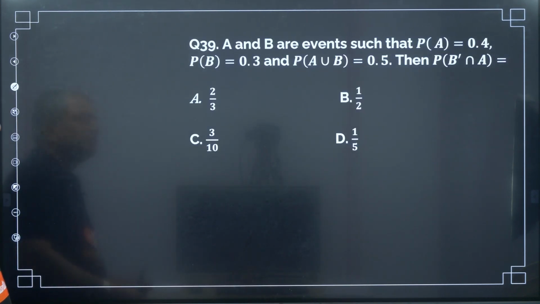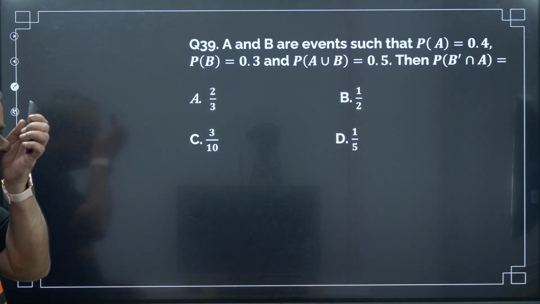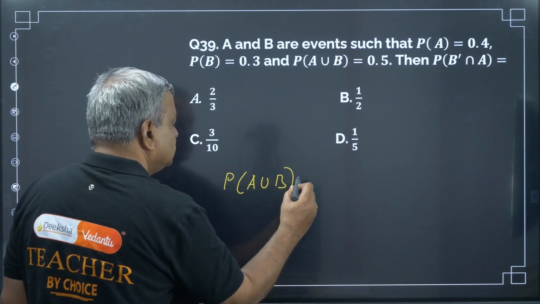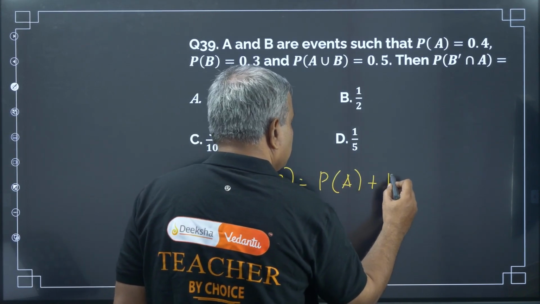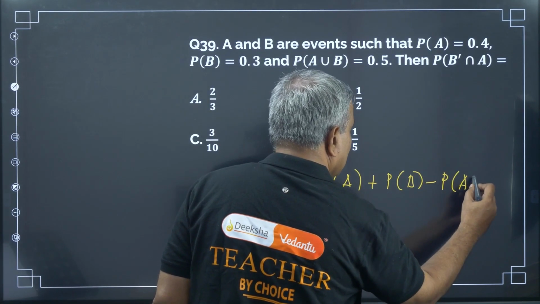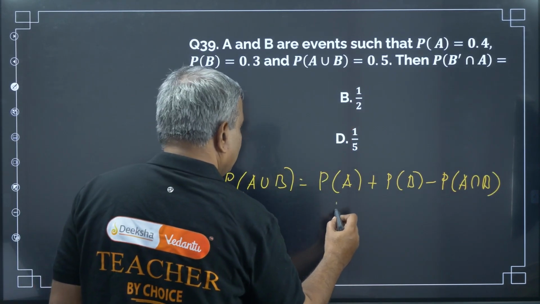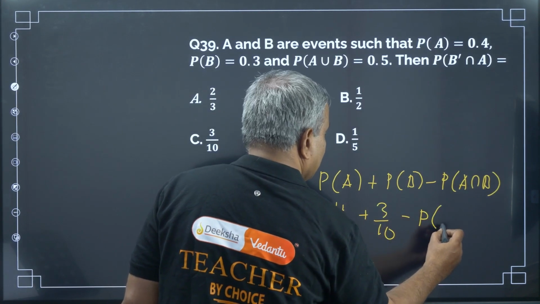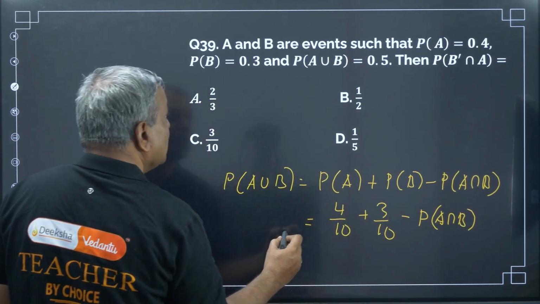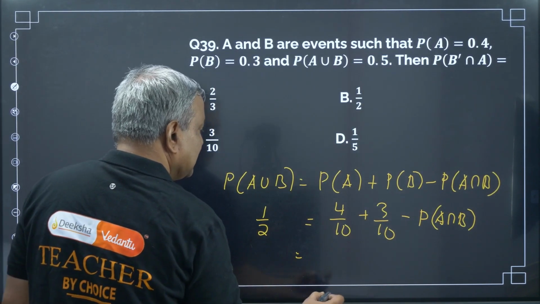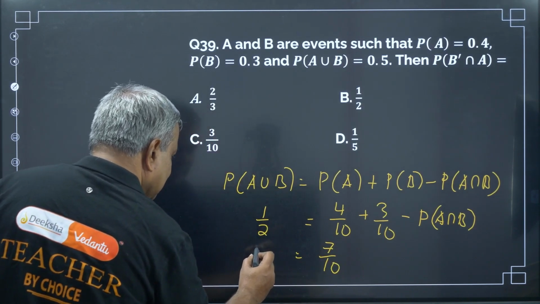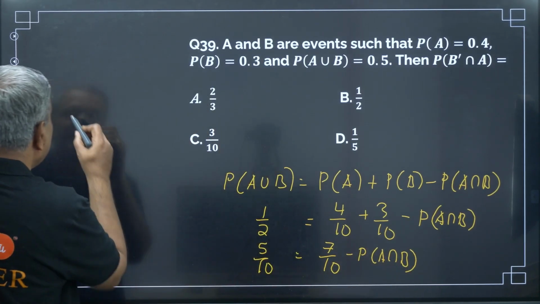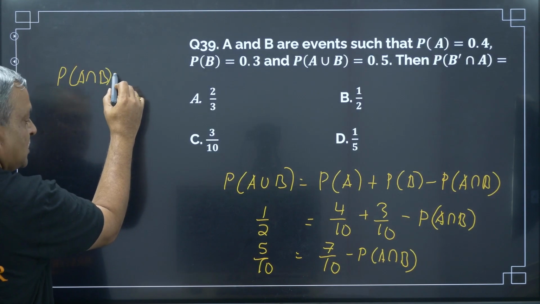Question 39: A and B are two events, P of A union B is equal to 1 by 2, and we need P of A dash intersection B dash. P of A is given. We know that P of A union B is equal to P of A plus P of B minus P of A intersection B. P of A is given as 4 by 10, P of B is given as 3 by 10, and P of A intersection B we will find. P of A union B is given as 1 by 2, which is 5 by 10. So 5 by 10 equals 7 by 10 minus P of A intersection B, so P of A intersection B is equal to 2 by 10.